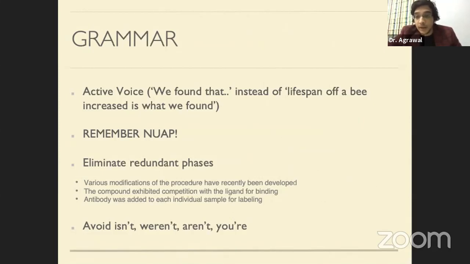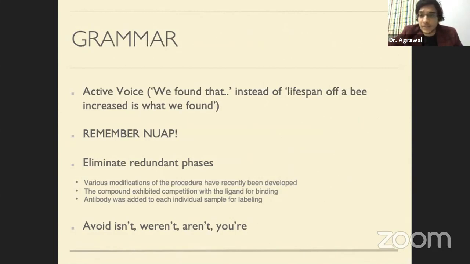Remember NUAP, very important. No unnecessary acronyms, please. So don't try to put acronyms that you yourself have made into your research article, because no one else is going to understand them. And trust me, it's very annoying. Even while I'm reading some textbooks sometimes, I have to go back to see where they mentioned the full form of an acronym, or I have to Google somewhere, oh, what does this acronym mean? And then I have to continue reading it. That becomes a little annoying.